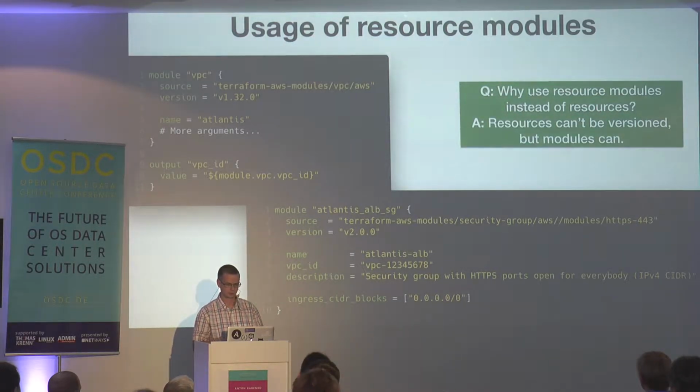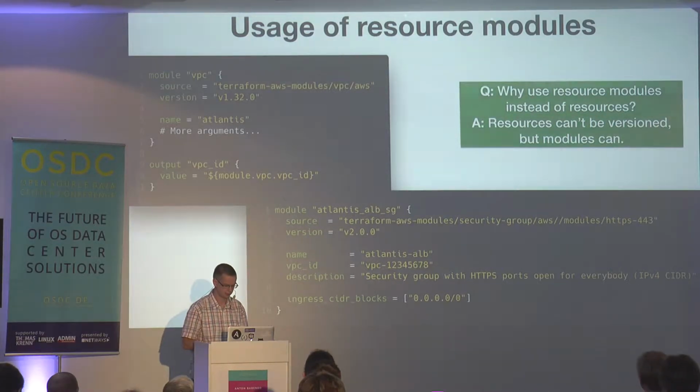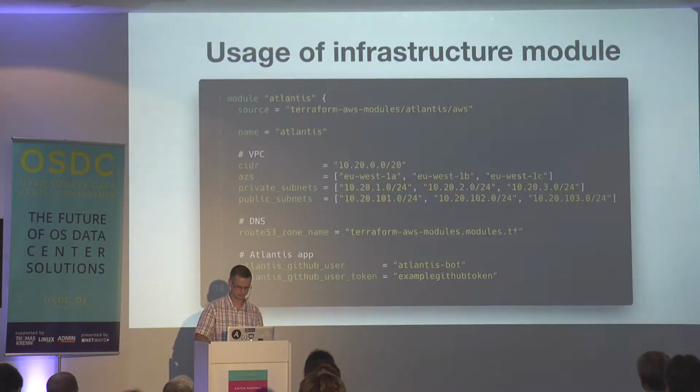So why on earth do resource modules exist? Why can't you just use resources natively? My answer to that is that resources cannot be versioned. And this is very important if you want to lock your infrastructure to a specific version and have a guarantee that this is my infrastructure, it has this specific version. If you use modules for that, then you can lock versions of individual modules, and that's how it is. So line 3 shows different versions when different modules are invoked.